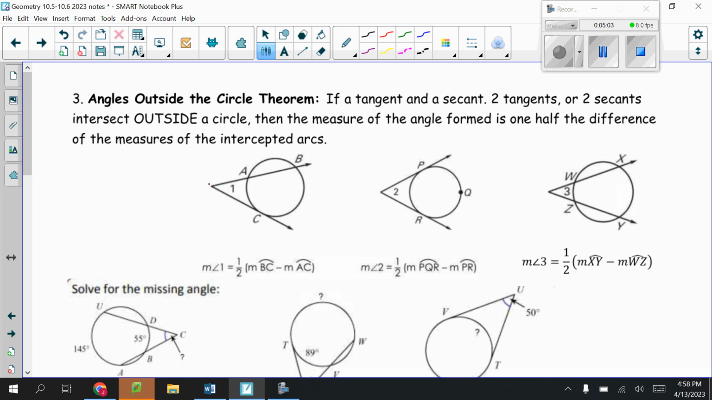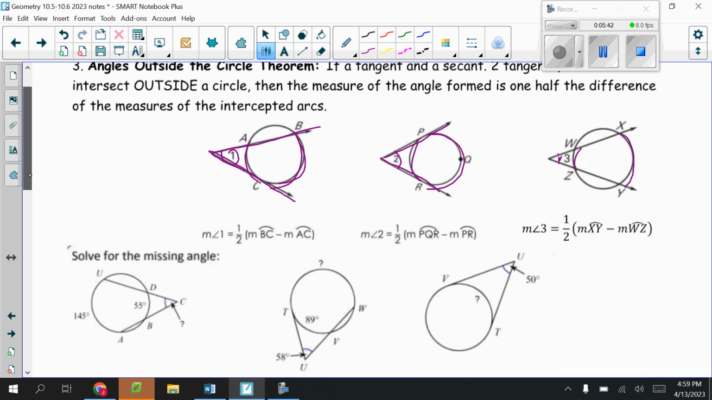So here I have a secant. The secant is AB, and then this line that has the C on it is my tangent. So this angle 1 out here would equal 1/2 arc BC minus arc AC. We always put the bigger arc first. This next one, I have two tangents. So this angle 2 is equal to 1/2 this great big arc minus this little arc here. And finally, I have two secants. So this angle 3 out here is equal to 1/2 arc XY minus arc WZ.